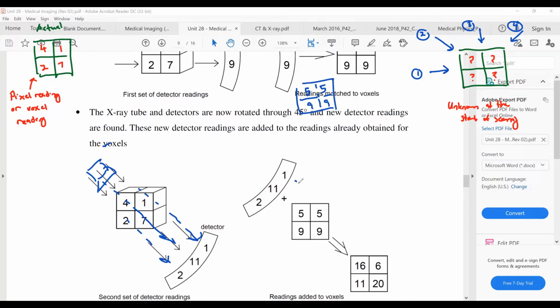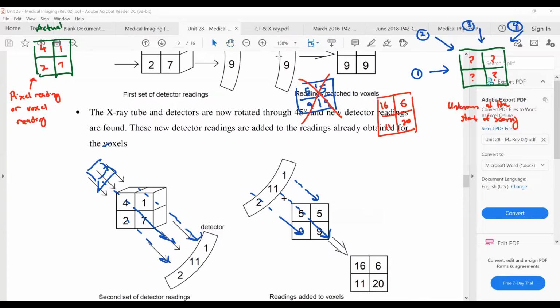How they add it is, you see this one will be 1 plus 5, giving you 6. Then this one will be 11 plus 5, giving you 16. 11 plus 9, giving you 20. And then this one here will be 2 plus 9, giving you 11. Okay, so your image has now been updated. It is no longer this one. Instead, it is now this one. It is now 16, 6, 11, 20.